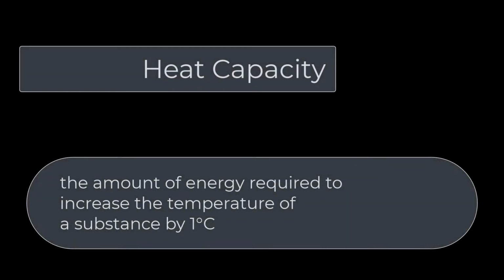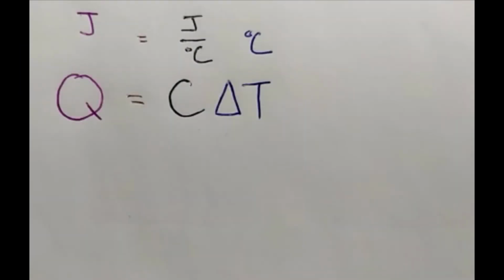We define heat capacity as being the amount of energy required to increase the temperature of a substance by 1 degree Celsius. Specific heat capacity is the amount of energy required to increase the temperature of 1 kilogram of substance by 1 degree Celsius. Our formula for heat capacity was Q equals C delta T. The symbols for heat capacity and specific heat capacity are both C. This can cause a lot of confusion. However, there is a difference.